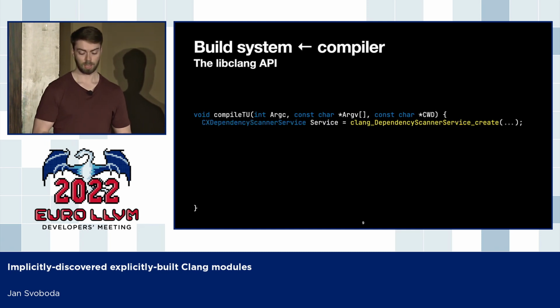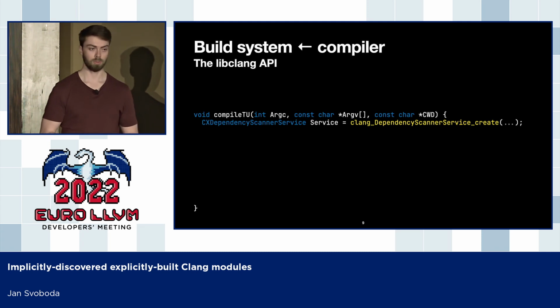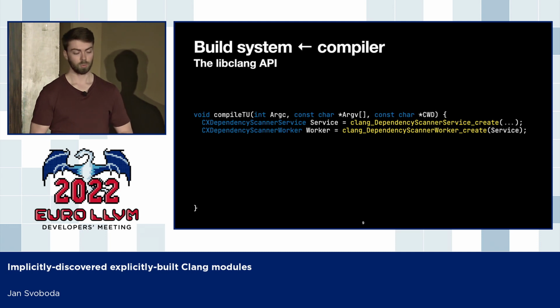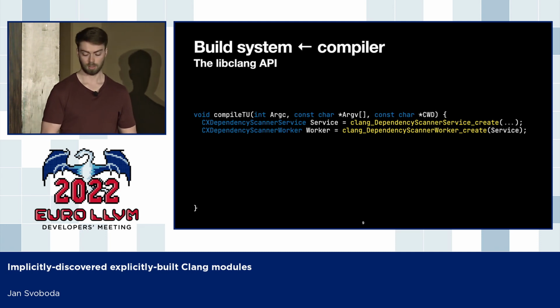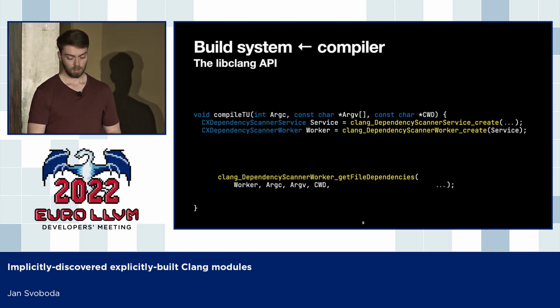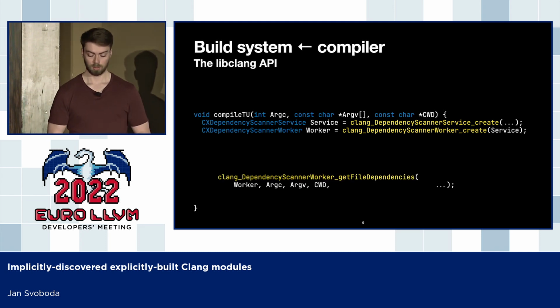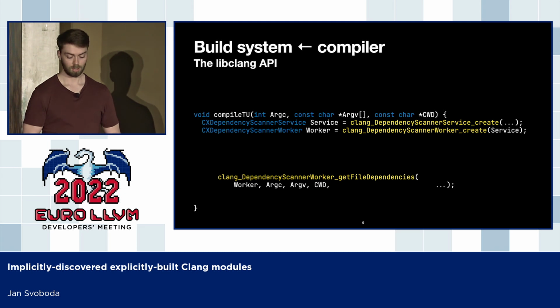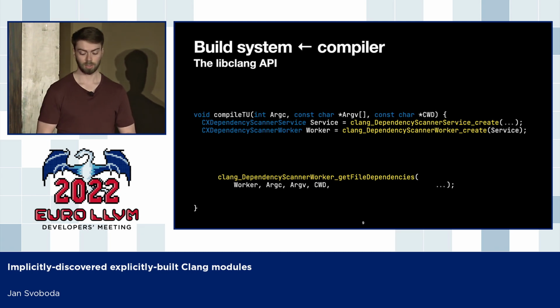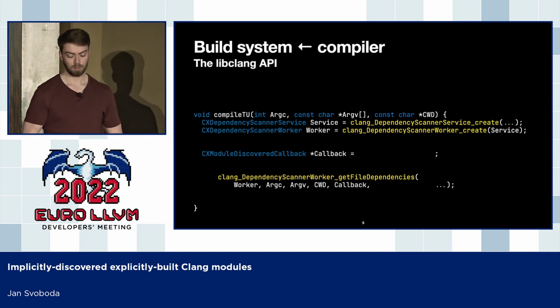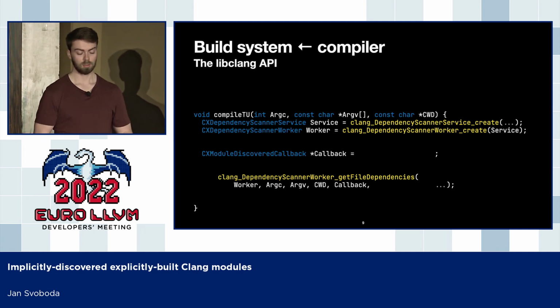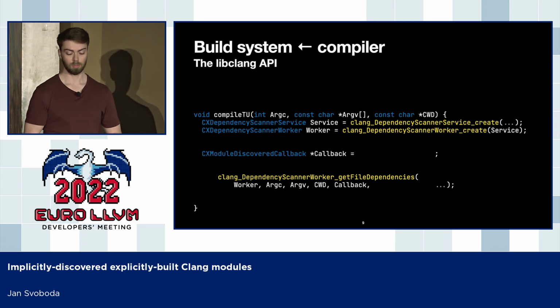First, the build system creates a scanning service, which holds some configuration and global state. Then, it creates one or more workers, each of which can scan one translation unit at a time. Finally, the build system calls the getFileDependencies function with one of the workers, the command line arguments, and the directory. Whenever the scanner discovers a modular dependency, it invokes the given callback.